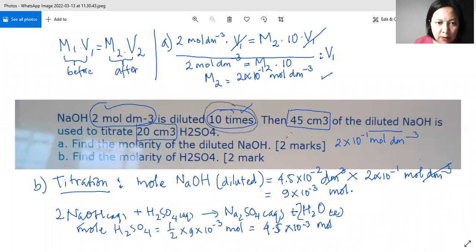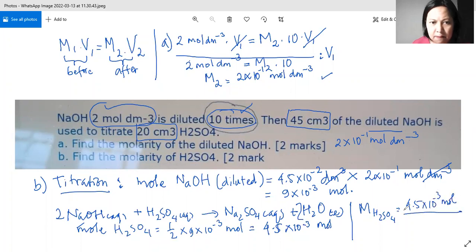Done. So when we want to find the molarity of sulfuric acid, the mole that we use is 4.5 times 10 to the power of minus 3 mole. And the volume that we use is 20 milliliter, or centimeter cube. We convert it into decimeter cube first. So the molarity of sulfuric acid equals 4.5 times 10 to the power of minus 3 mole divided by 20 centimeter cube, which I change into 2 times 10 to the power of minus 2 decimeter cube.